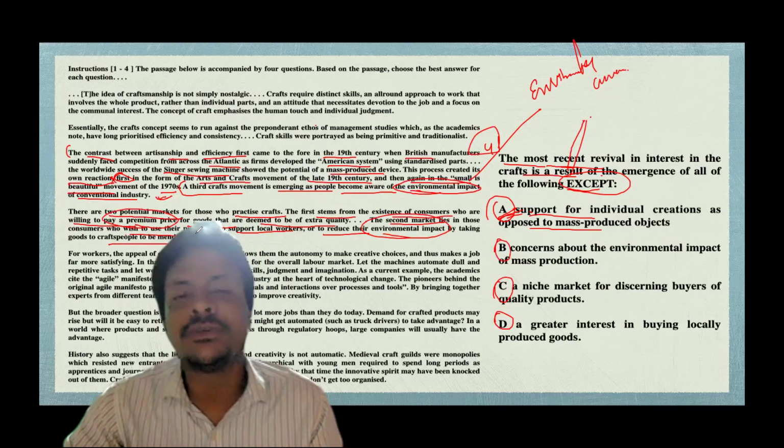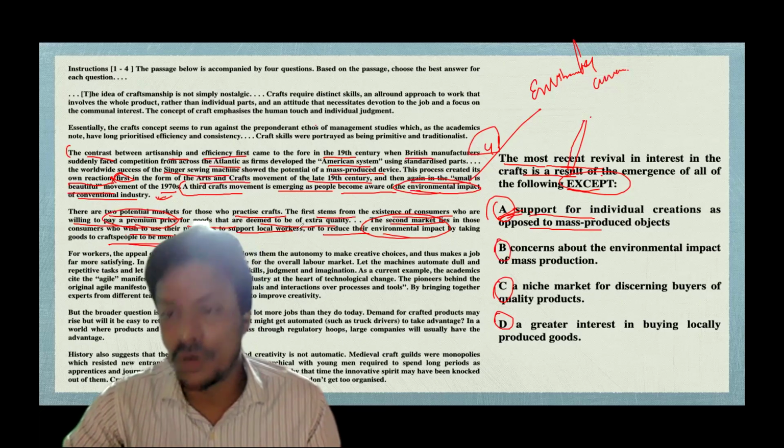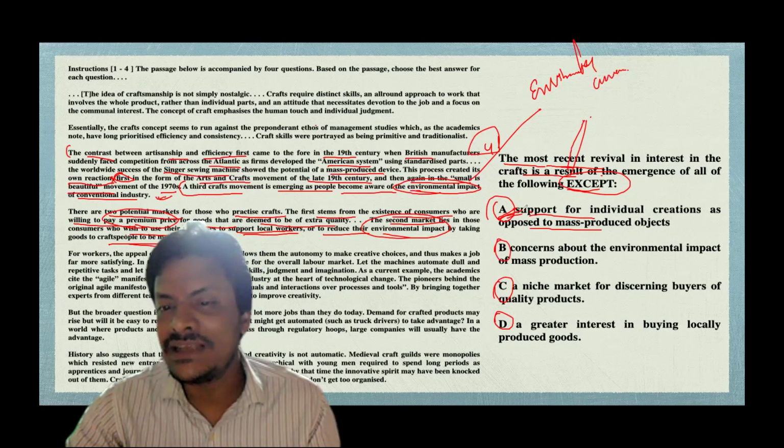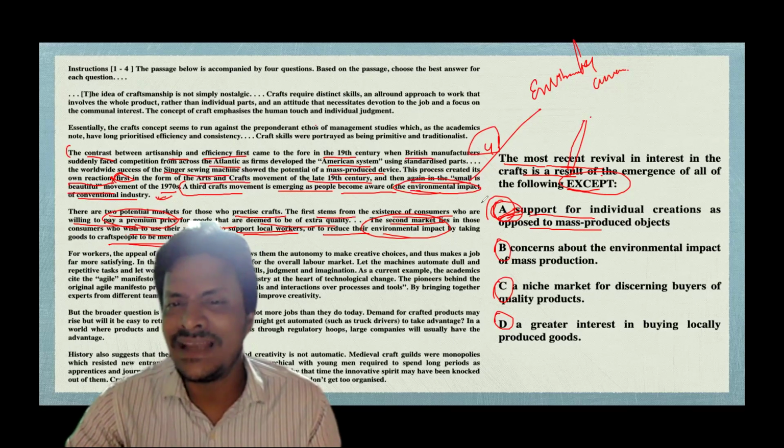Now, consumers are willing to pay a premium price, isn't it? Then third, we find support local workers. It means consumers who wish to use their purchases to support local workers, right? In that case, nowhere is it mentioned that people revived crafts because they want individual creation versus mass production. So we can find A is possibly the exception. It is not a reason. Look at options B, C, and D, whether they are stating some of the reasons or not.